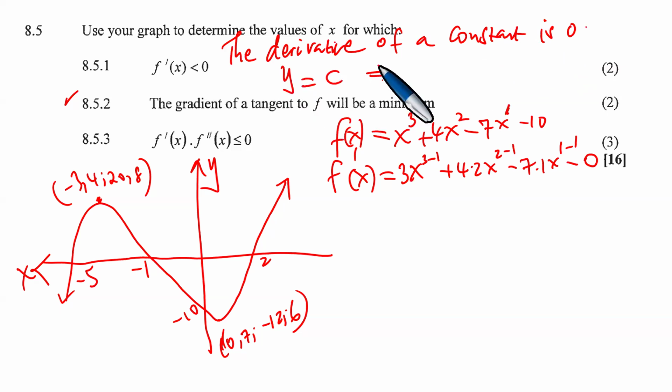Y equals a constant. Y equals C. C, a constant, has certain mathematical implications. So y equals c, c a constant.